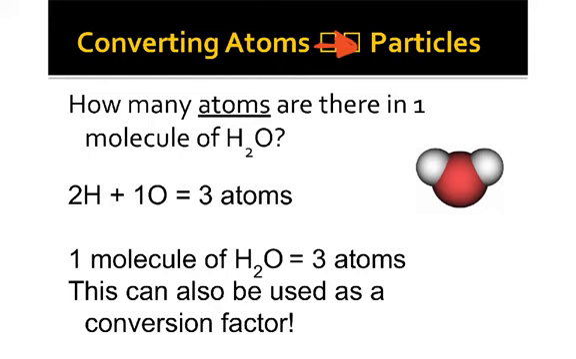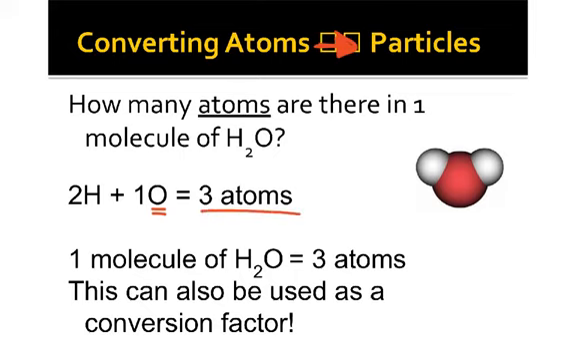So the first part of the question says, how many atoms are in 1 molecule of H2O, water? If we count atoms in 1 water molecule, there are 2 H's and 1 O every time. This looks like 10, but this is actually an O here. That's an oxygen. So in total, there are 3 atoms.